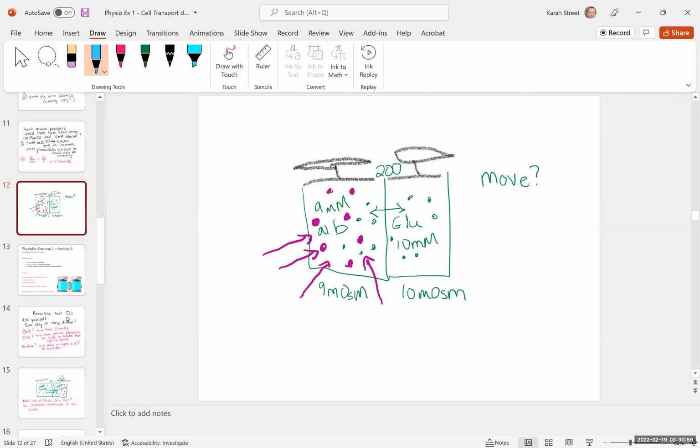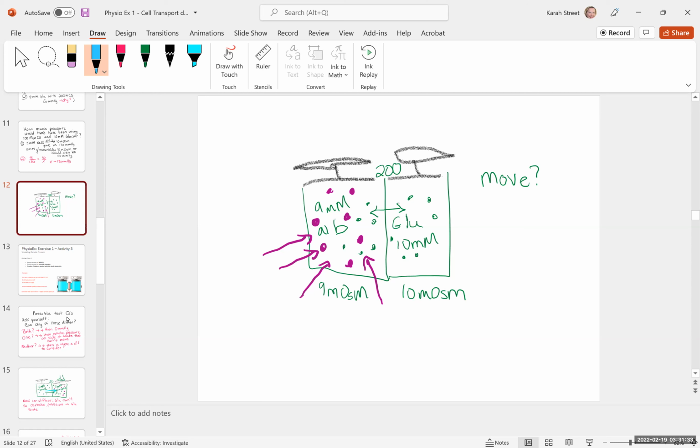Our last experiment, we played with a molecular weight cutoff of 200. We had 9 millimolar albumin on one side. My albumin is shown here with the magenta or pink dots. On the right side chamber, we had 10 millimolar glucose. I'll remind you that glucose can diffuse through a molecular weight cutoff membrane of 200. Glucose is represented in this picture of mine as green dots.